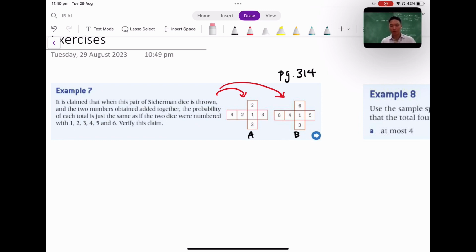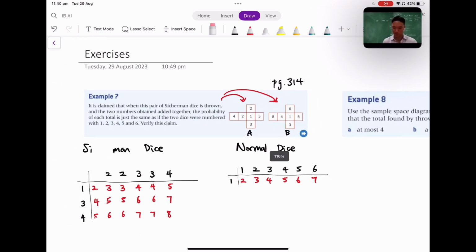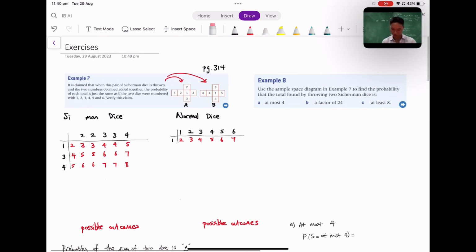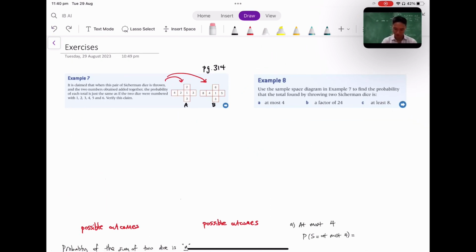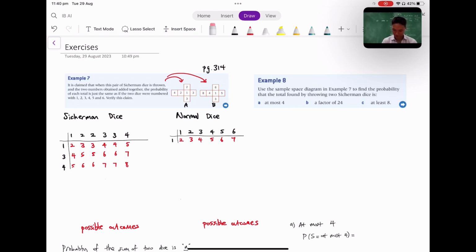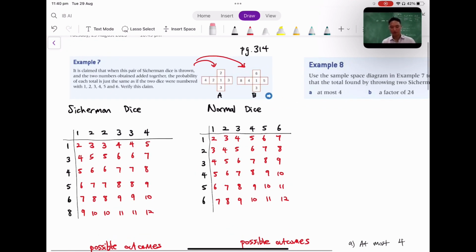Now, it may be a bit difficult to understand that and to prove and verify that this claim is true. So this claim is checking if the possibility of this event is the same. Let's have a look. What I'm going to do, I've already done this for you, as in I've already drawn. I already set out the table for you.